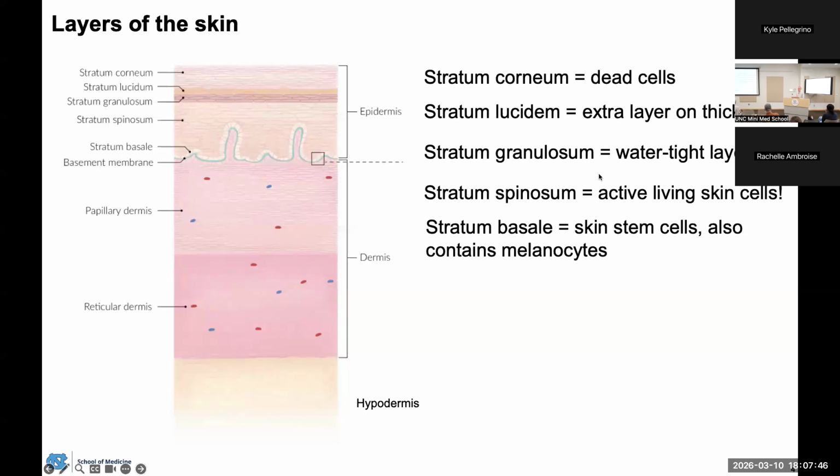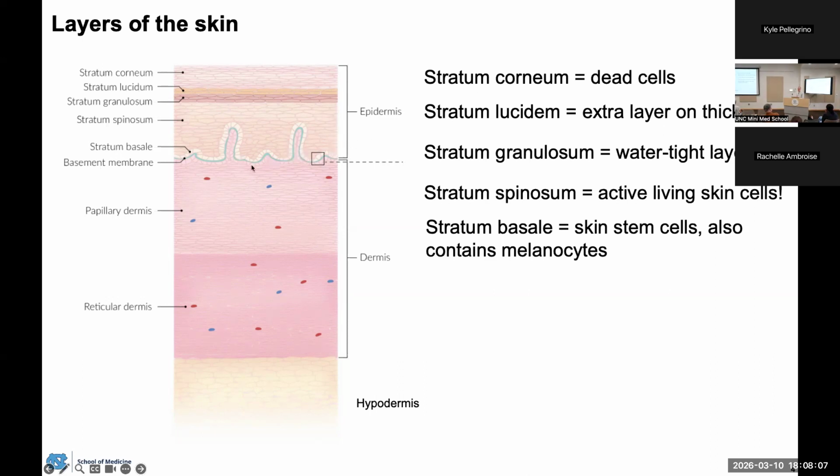Then there's the stratum granulosum, which is the next layer deep. This is a really watertight layer that helps keep all the moisture inside your body. Below that, we get to the stratum spinosum. This is where you start to have active living skin cells. And this is where a good chunk of the epidermis is made up of these cells.